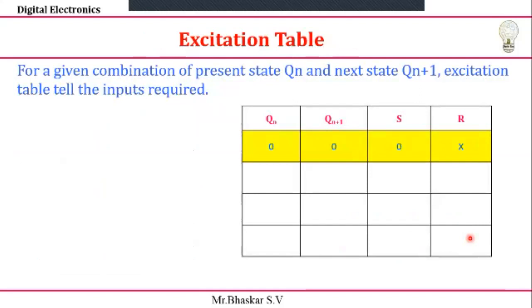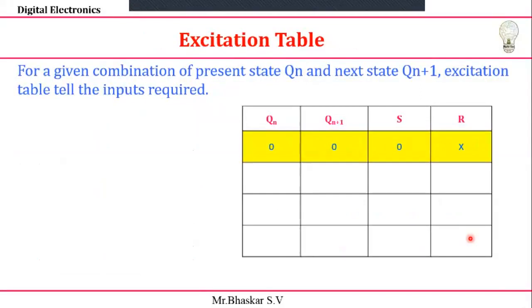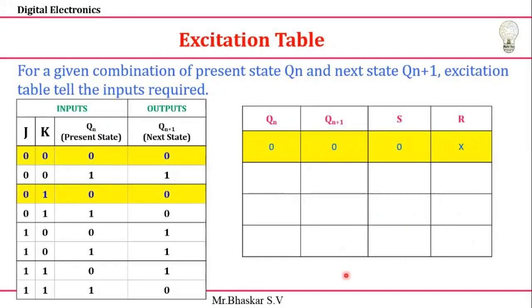Next, how to write my excitation table. The excitation table is nothing but, we are going to predict our inputs by seeing the outputs. Suppose if the output states are there, then how am I going to predict my inputs? Let's check it out. For a given combination of present state Qn and next state Qn plus 1, the excitation table tells the inputs required. First condition, this is my truth table.